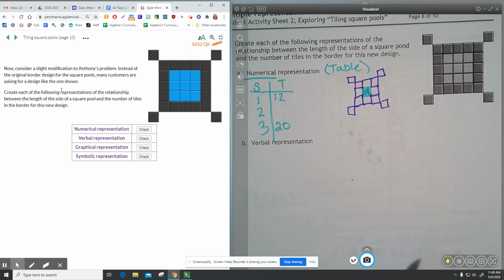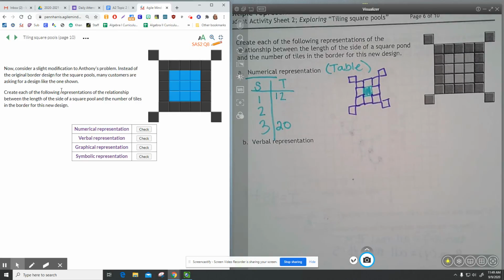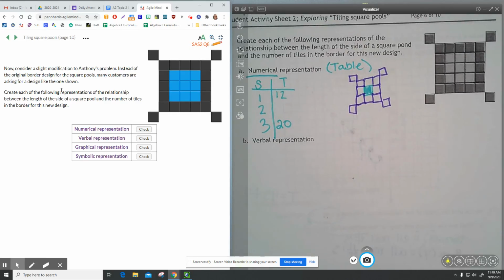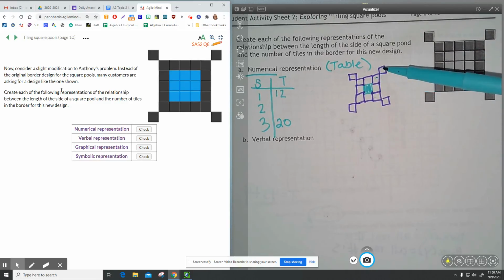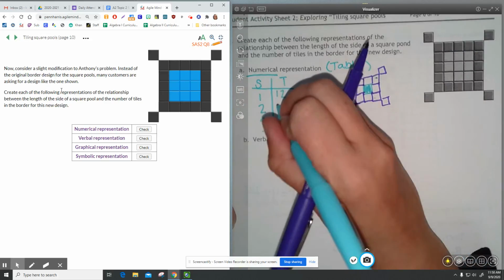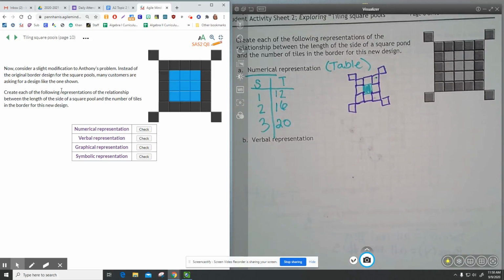If we had 2 tiles, I'm not going to draw the pattern out again, but I know based on my original problem, we would say 2 times 4 sides to get 8, plus my 4 corners would be 12. And then an additional 4 corners, we're going to add another 4 to it to get 16.